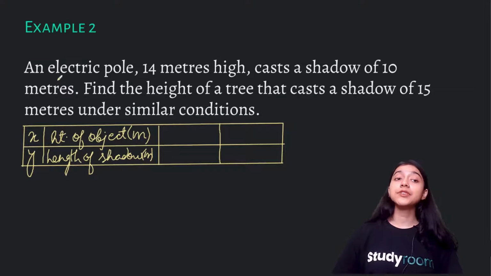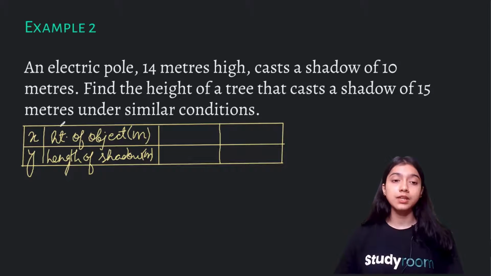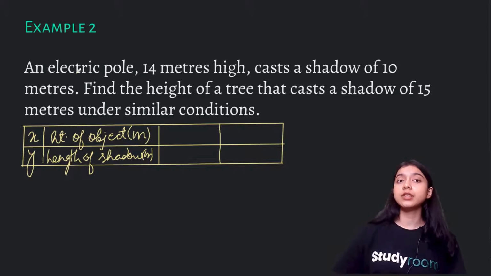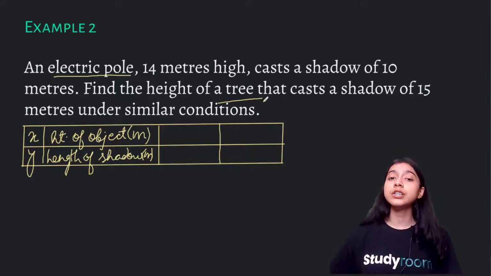The next problem that we have over here is an electric pole 14 meters high casts a shadow of 10 meters. Find the height of the tree that casts a shadow of 15 meters under similar condition. So in this question, again we have two variables. One is the height of the object. In the first case, the object is an electric pole and in the second case, the object is tree.